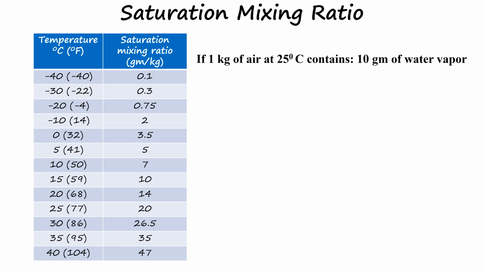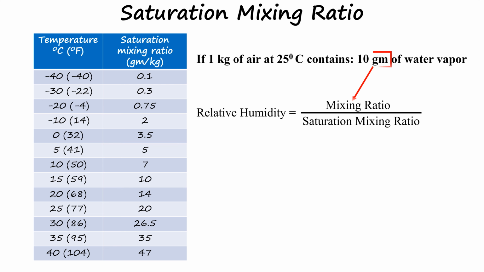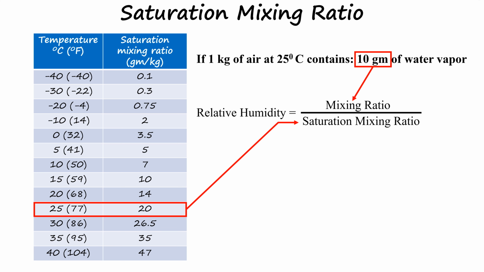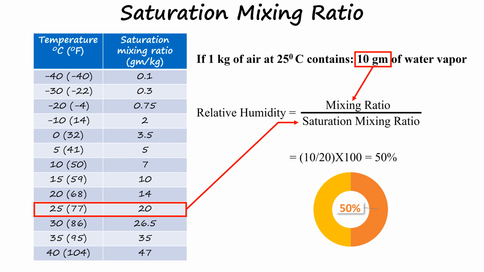Now, let's calculate the relative humidity of 1 kilogram of air at 25 degrees Celsius containing 10 grams of water vapor. So, the mixing ratio is given to be 10 grams, and from the table, we see that the saturation mixing ratio at 25 degrees Celsius is 20 grams per kilogram. Plugging these values into the formula of relative humidity, we find that the relative humidity is 50%.